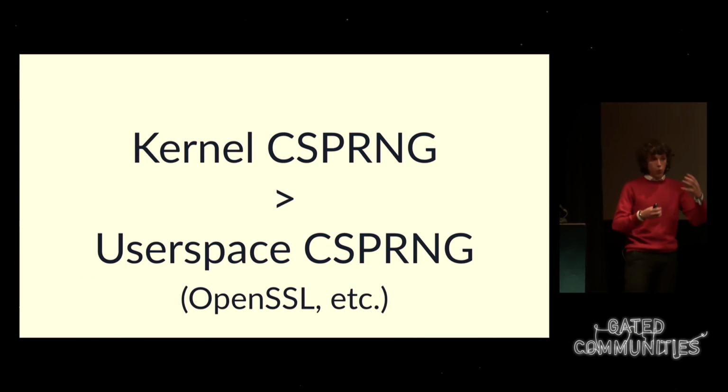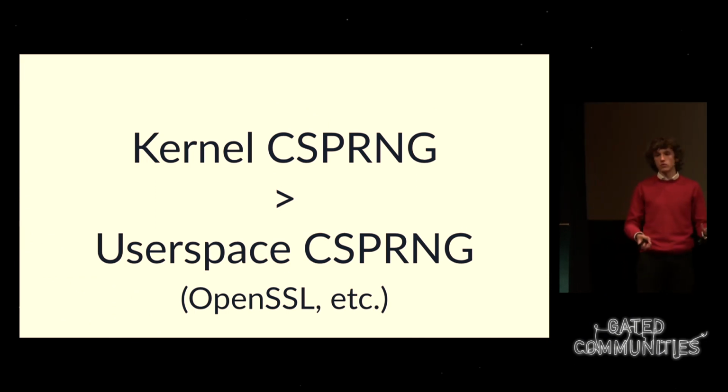And moreover, the kernel can protect the memory space of the entropy pool much better than applications. For example, applications can fork. There's a whole lot of different things that applications can get wrong. And finally, you have one single centralized implementation that is reasonably easy to audit.